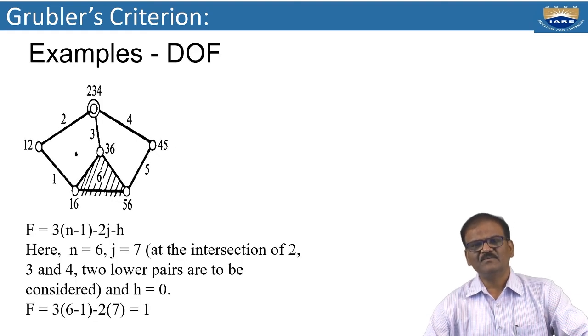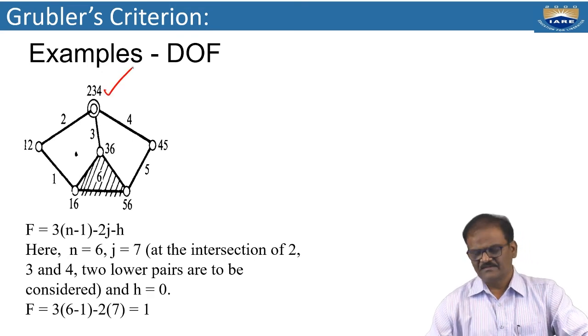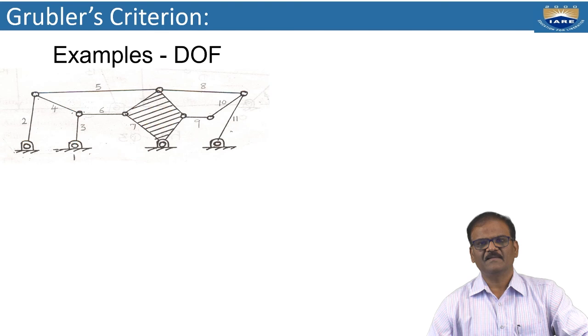This is another example. Here also we are having 6 and 2, 3, 4. That is also a ternary link where n is equal to 6, j is equal to 7. At the intersection of 2, 3 and 4, two lower pairs are to be considered. h is equal to 0. So please make a note of it. 2, 3, 4 is considered as the ternary link.